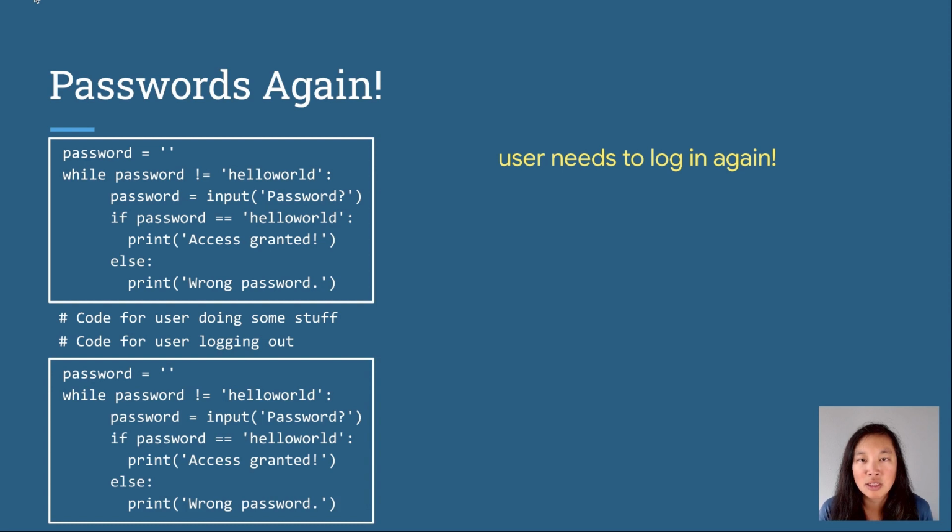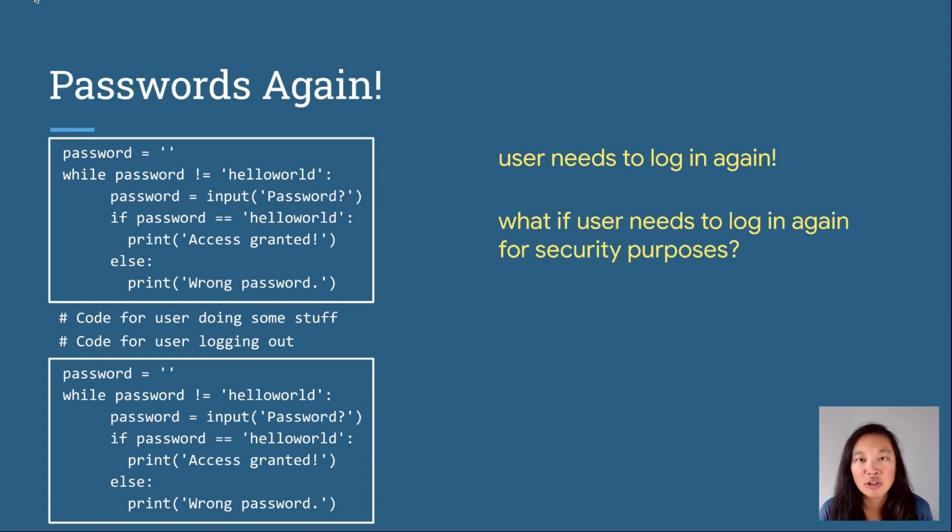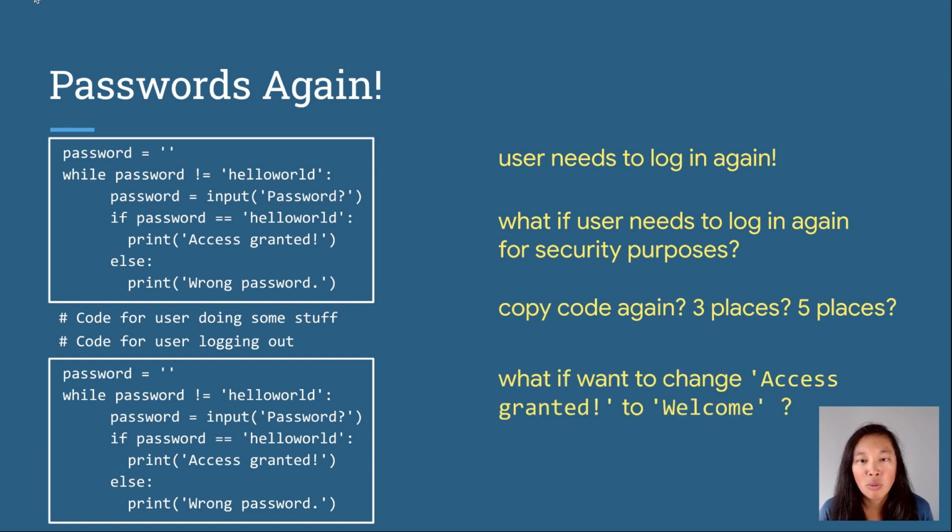We could copy and paste the code here. But what if the user needs to log in again after this for some security purpose? Copy the code again? What if we need it in 3 more places? What about 5 more places? What if we want to change the string access granted to welcome? Are we going to have to find this code in all the places we use it and change that string? Probably, if we copied and pasted it.